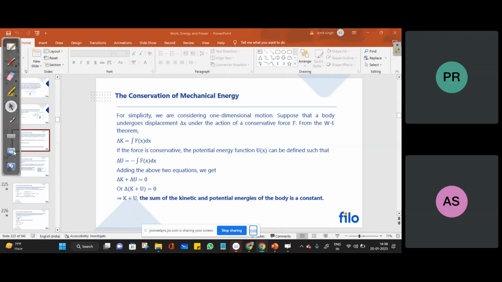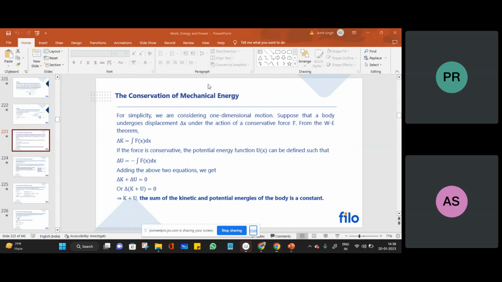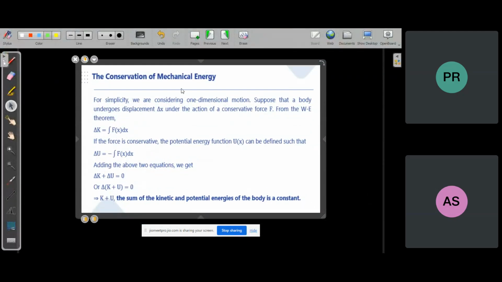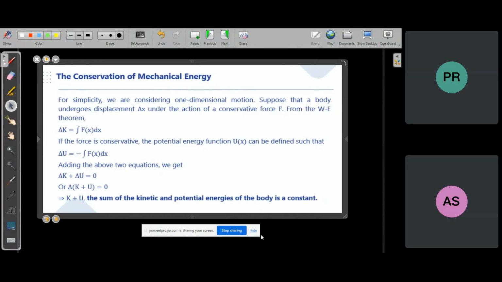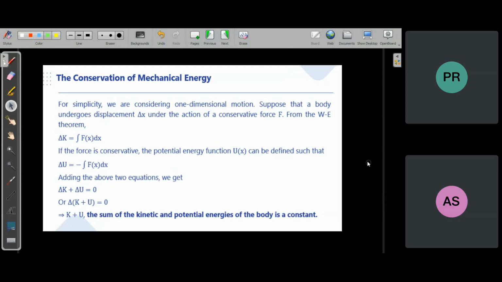So now we are talking about conservation of mechanical energy. Here you have to understand that mechanical energy, we also call it total energy, but that is not correct. It is simply the sum of kinetic and potential energy of a body. Now, the mechanical energy of a body or of a system is not always conserved. That is what you have to understand first.